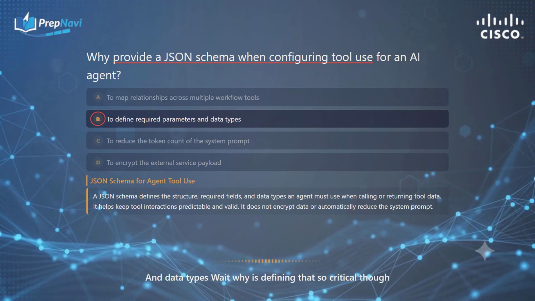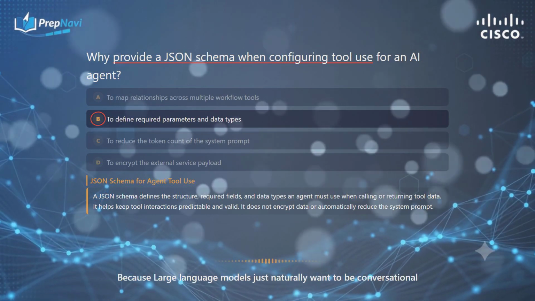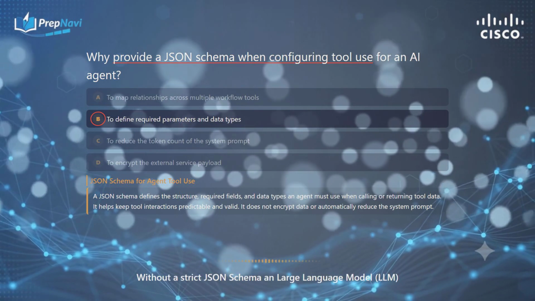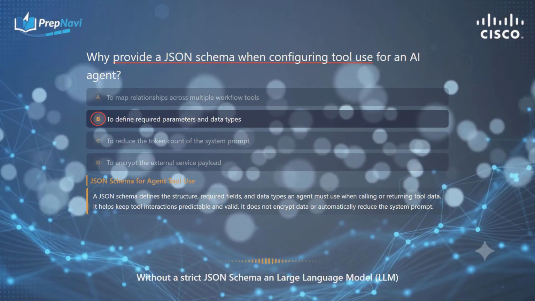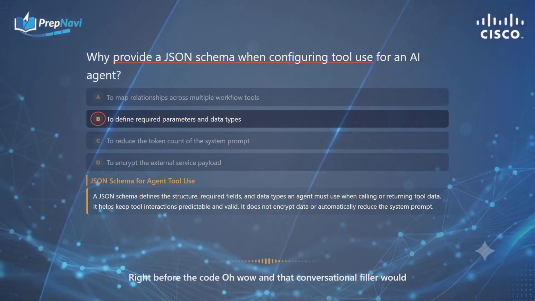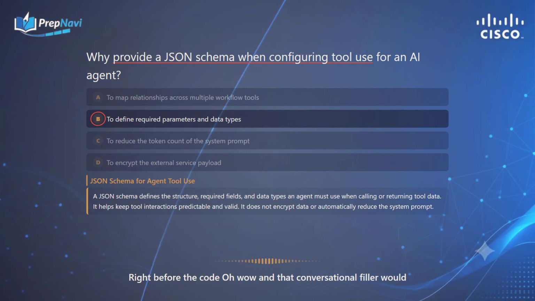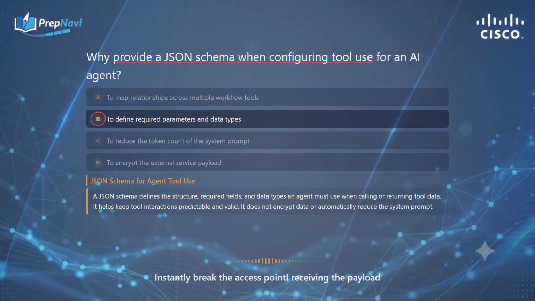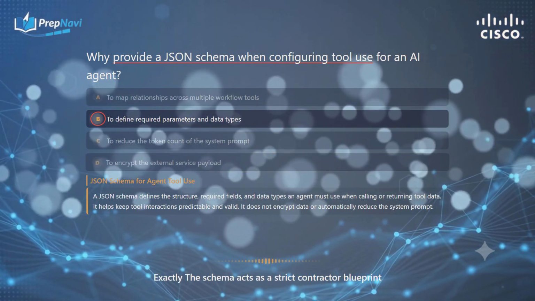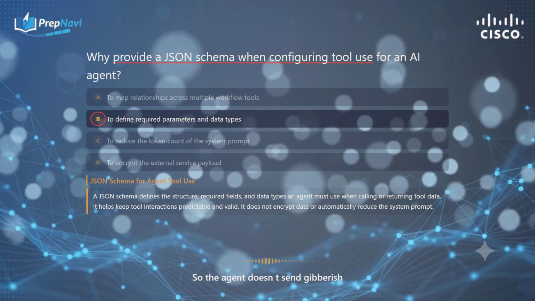Wait, why is defining that so critical, though? Because large language models just naturally want to be conversational. Without a strict JSON schema, an LLM might inject pleasantries like, "Here is the data you requested," right before the code. Oh, wow. And that conversational filler would instantly break the API receiving the payload. Exactly. The schema acts as a strict contractor blueprint so the agent doesn't send gibberish.